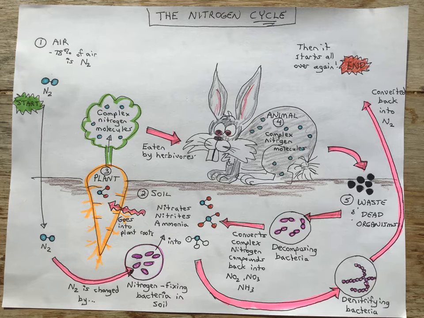So here's the nitrogen cycle that we drew in class. I'm going to explain it again. So nitrogen in the air is in this form. It's a nitrogen attached to a nitrogen. We call that N2. There's a lot of it, 78%.